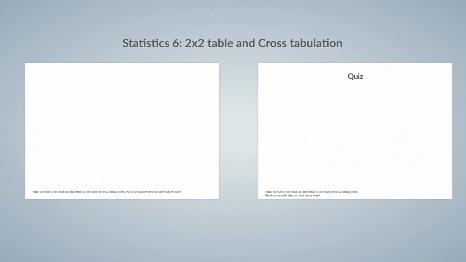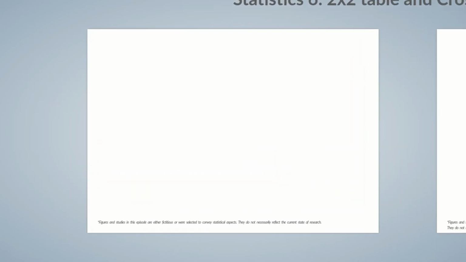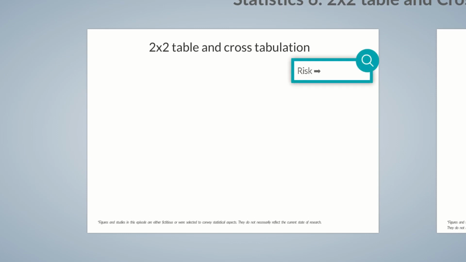2x2 table and cross-tabulation. Have you had to interpret a 2x2 table? 2x2 tables are often used in clinical trials to evaluate the association between a possible risk factor, for example, exposure and the outcome of a disease.